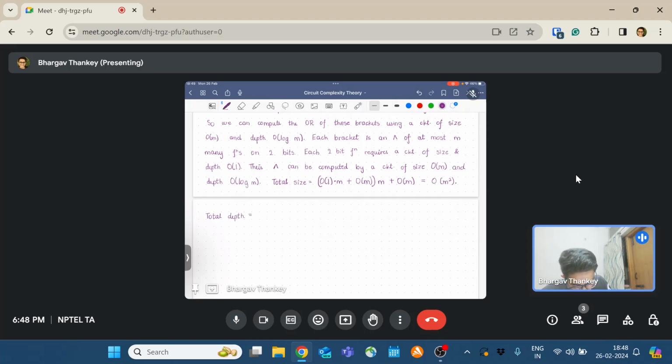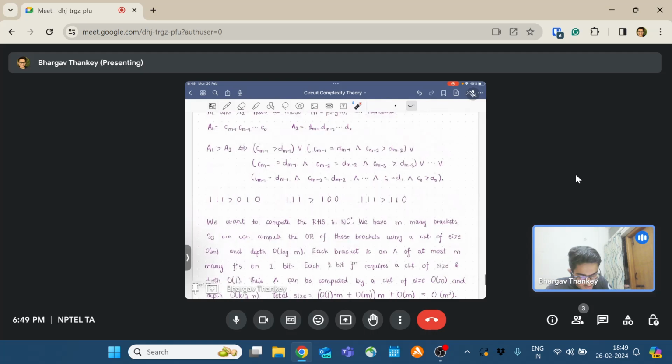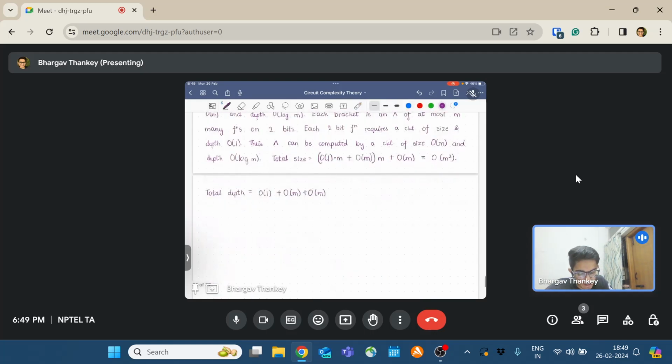So it's order one for those functions on 2 bits, plus order m for the AND gates, plus order m for the OR gates. Over here we don't have to do something like this because all of this is happening in parallel. You can compute all the brackets in parallel, and inside the brackets you can compute all of these in parallel. So you just need to add up all the bits. Oh, sorry, order log n everywhere.